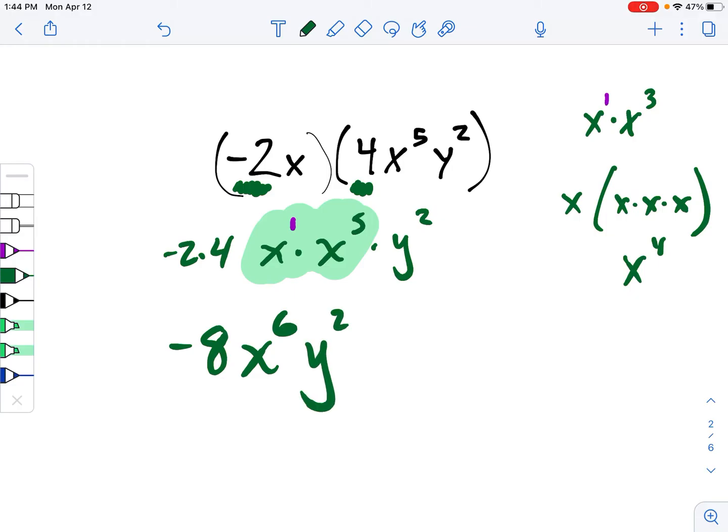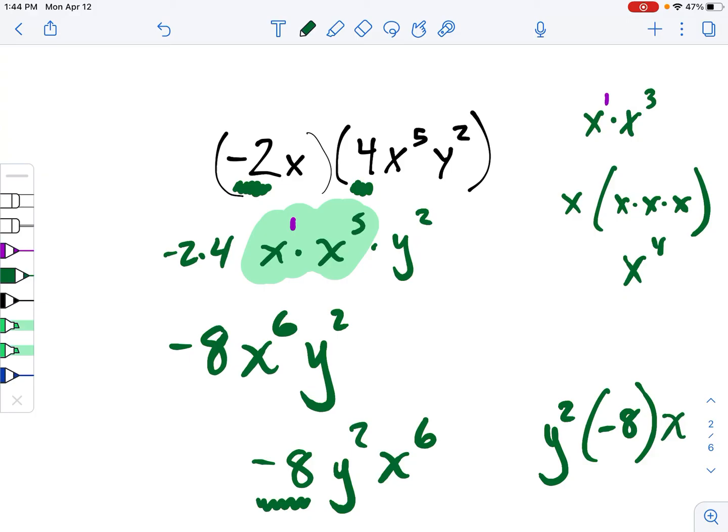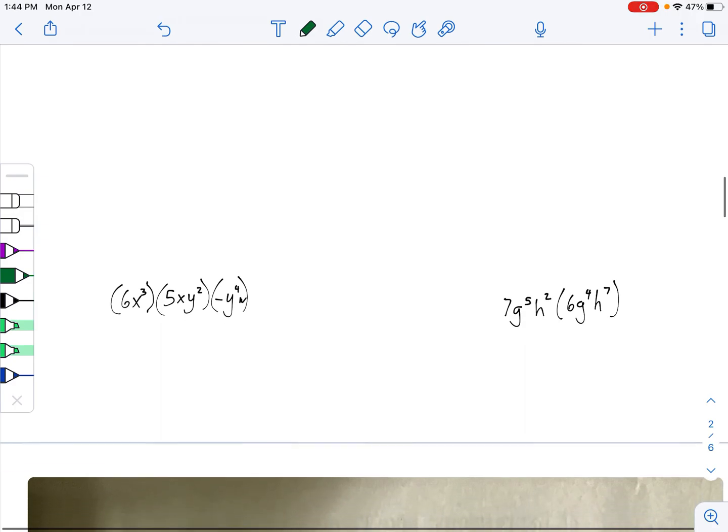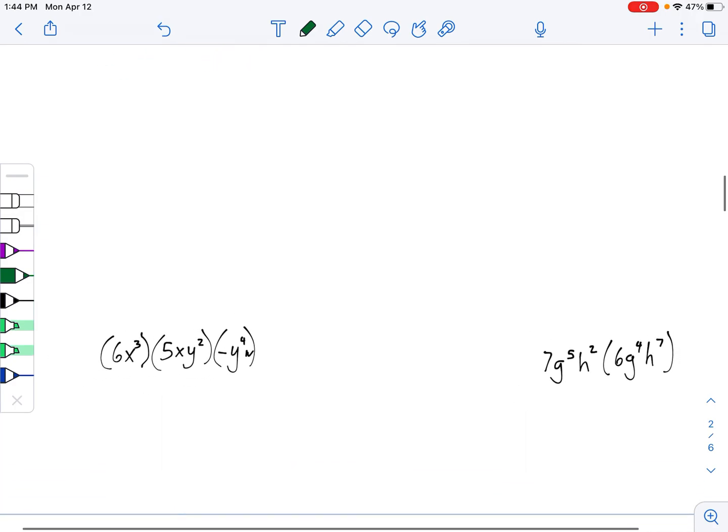And then my y squared just gets tagged on. Now, if I wanted to write it like this, that works too. One thing we do not do in algebra is put the coefficient somewhere in the middle. Like you wouldn't have y squared negative 8x to the 6th. That just doesn't make sense. And so there we go. That's a little bit of an intro into multiplying expressions.